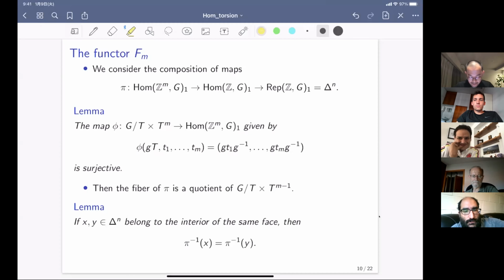Of course, you can take M1, but it's a usual orthogonal projection. Right. So Hom ZMG1 is a fiber-wise space over an n simplex. And the base space is quite simple, and it's described in terms of roots of G. Now, let's consider its fiber, the fiber of pi.